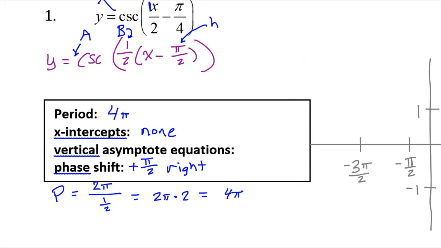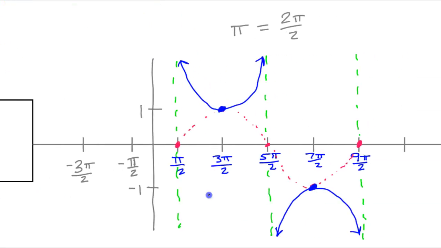Vertical asymptote equations. See these green vertical asymptotes? They are going to repeat. See how they repeat twice every period. See this one in the middle? That's how you know it's happening twice every period. So basically every half period you're going to have an asymptote.